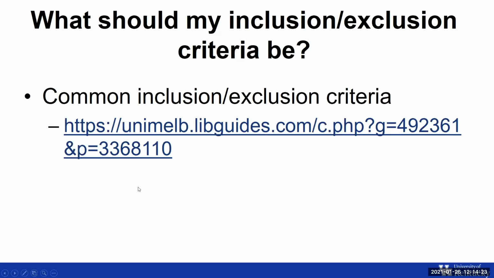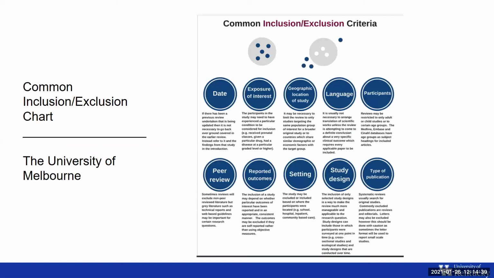Okay, what should my inclusion exclusion criteria be? So this is really dependent on the type of review you're doing. Something like a scoping review might have more broad inclusion exclusion criteria, while a systematic review has very narrow inclusion exclusion criteria. You can view a resource here from the University of Melbourne that gives you examples of common inclusion and exclusion criteria.